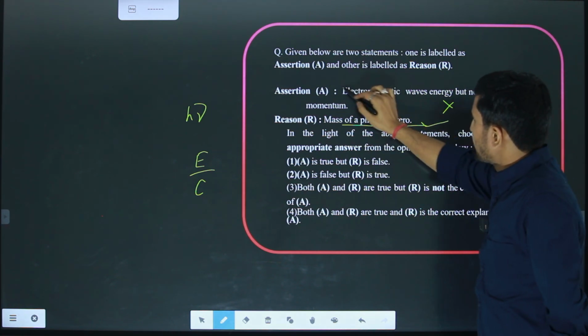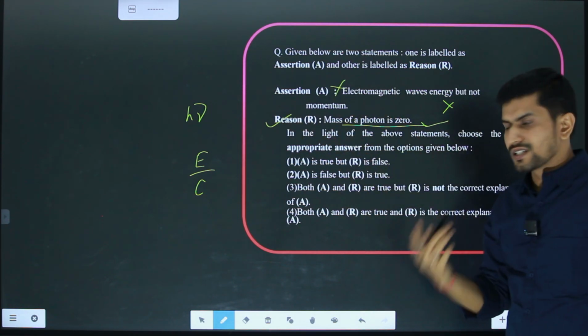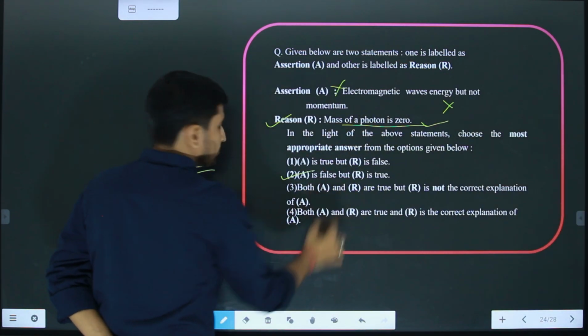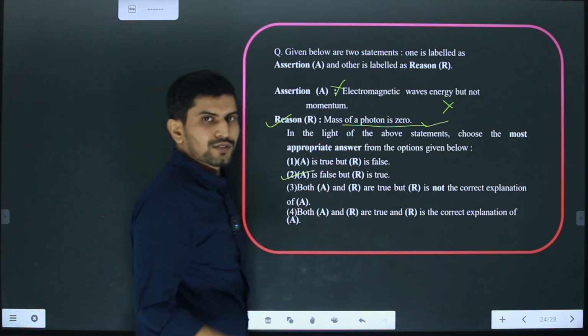So assertion as a statement is incorrect, but reason as a statement is correct. So what is the correct answer? A is false, but R is true. So this is correct. Now let's move on.